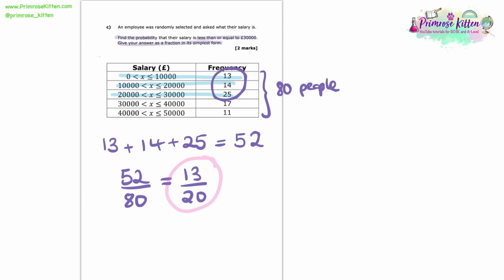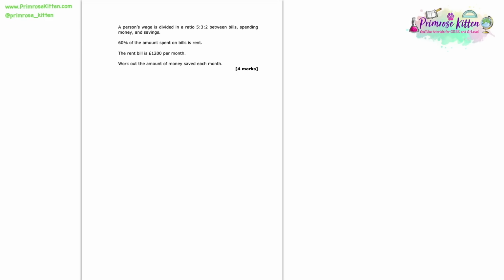A person's wage is divided in a ratio of 5 to 3 to 2 between bills, spending money and savings. 60% of the amount spent on bills is rent. Now let's write out this ratio, 5 to 3 to 2. We know that the 5 part of this refers to the bills. And we're told here that 60% of the amount spent on bills is actually rent.